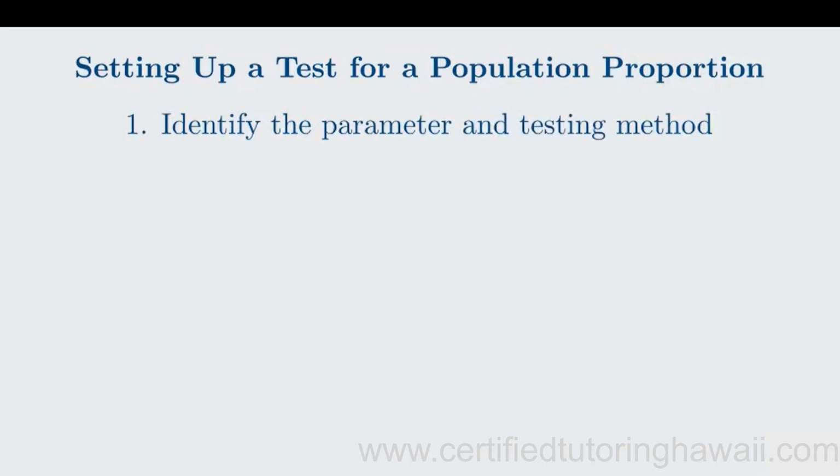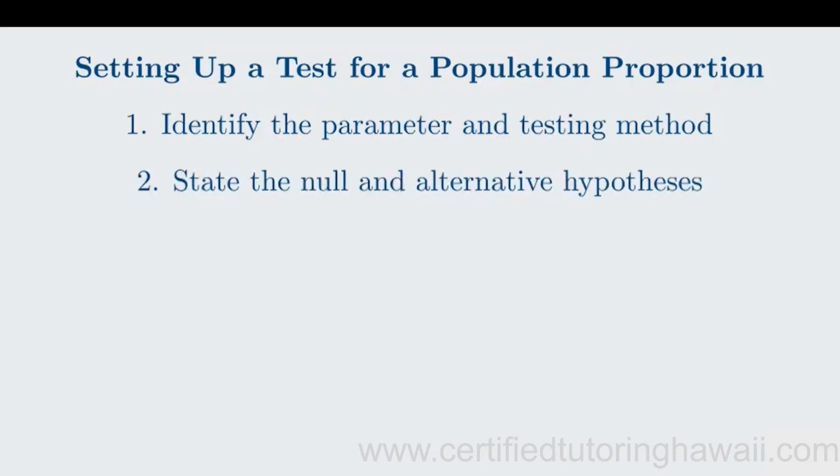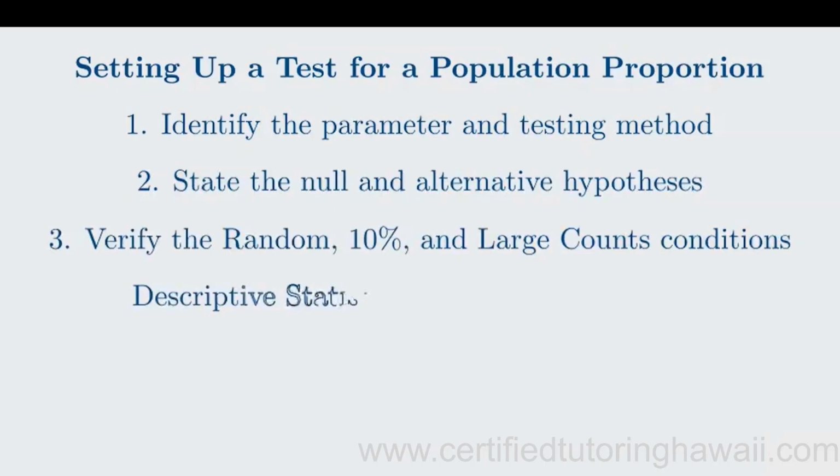Welcome to our lesson on setting up a hypothesis test for a population proportion. This is a foundational topic in AP statistics, and by the end of this video, you will be able to identify the correct testing method, define the population parameter in context, state the null and alternative hypotheses, and verify the necessary conditions for the test. We are moving from simply describing data to making formal inferences about a whole population based on a single sample.